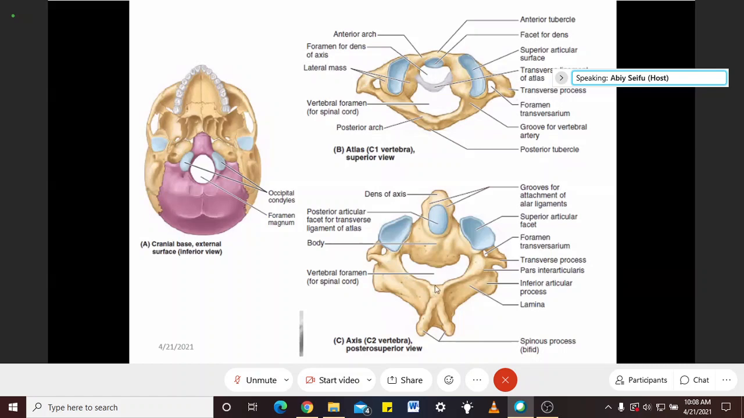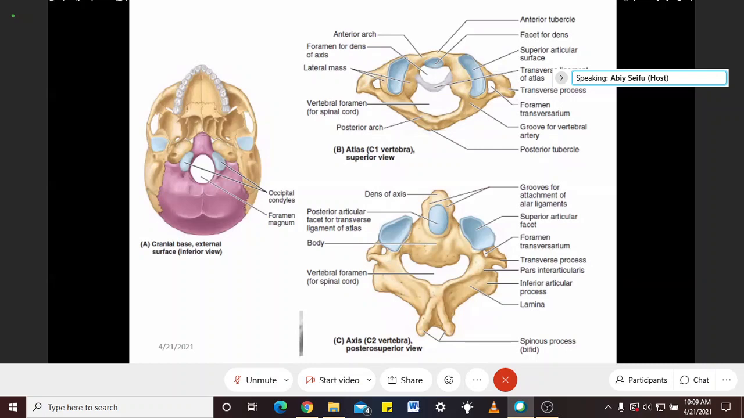Otherwise, the other features are almost the same as those of the typical ones, which has a superior articular facet, and there is also a transverse process with its foramen, and the spinous process, which is bifid and short, like that of the typical ones. The main feature that makes it atypical is the presence of this odontoid process.